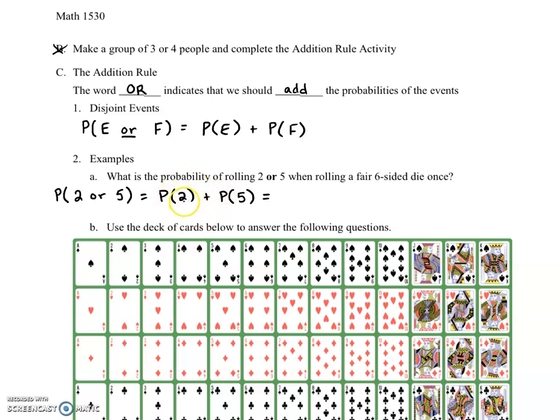So the probability that we roll a 2 is the number of sides that have a 2 on them divided by the total number of sides. So there's one side with a 2 and there's 6 total sides. Same thing for the 5. The probability is the number of sides with 5 on it, which is just 1, and we divide by the total number of sides. Now, you can stick this in your calculator.